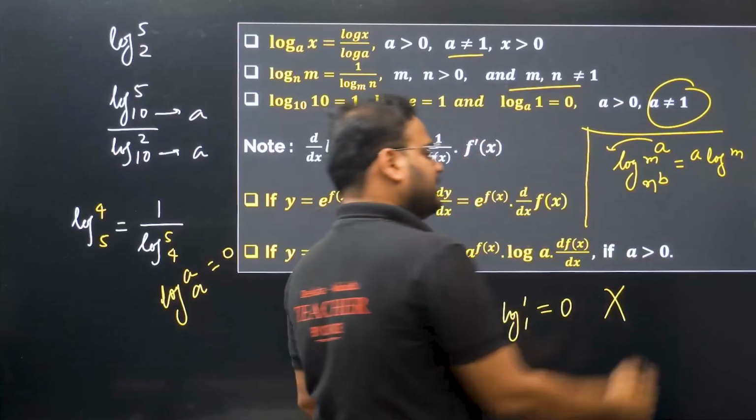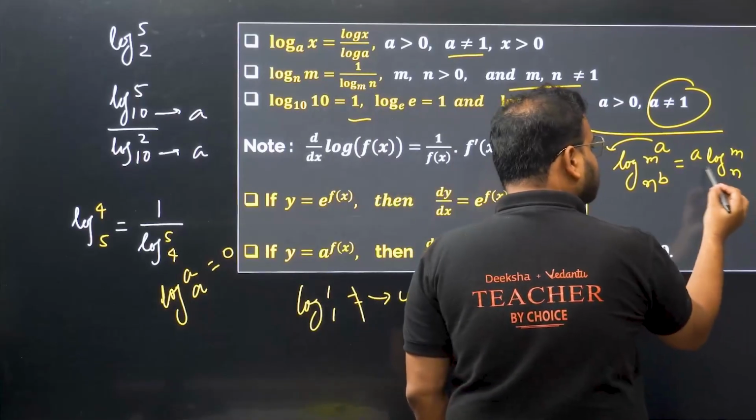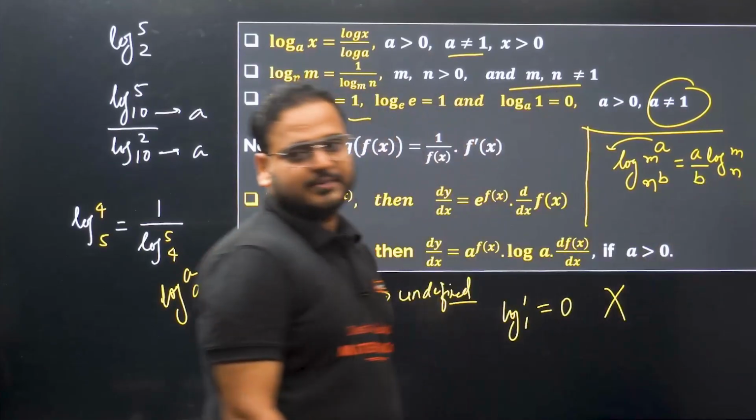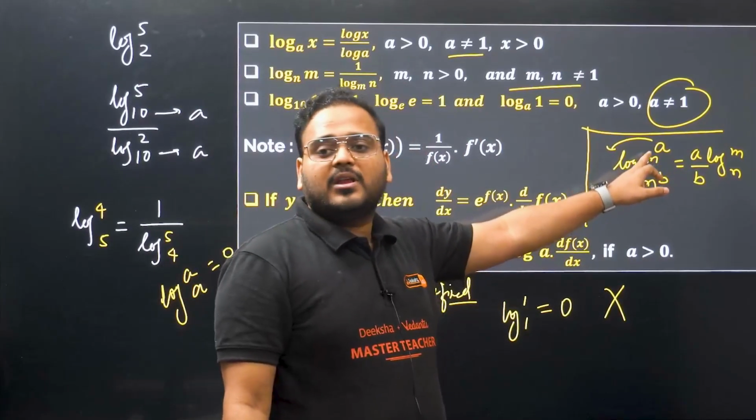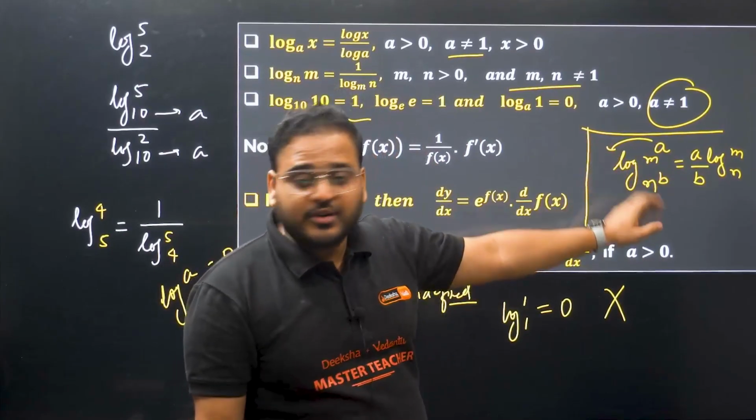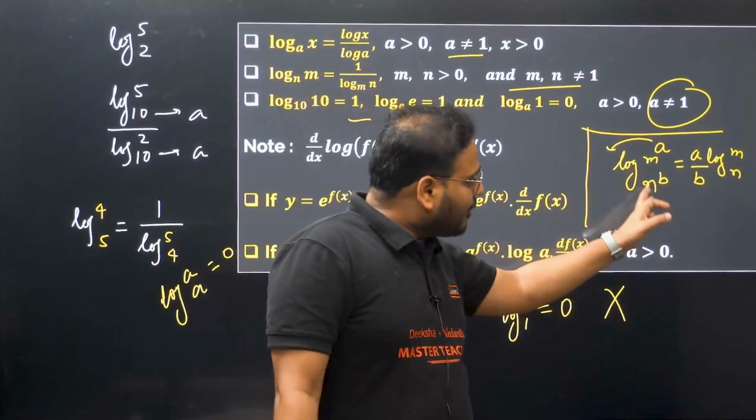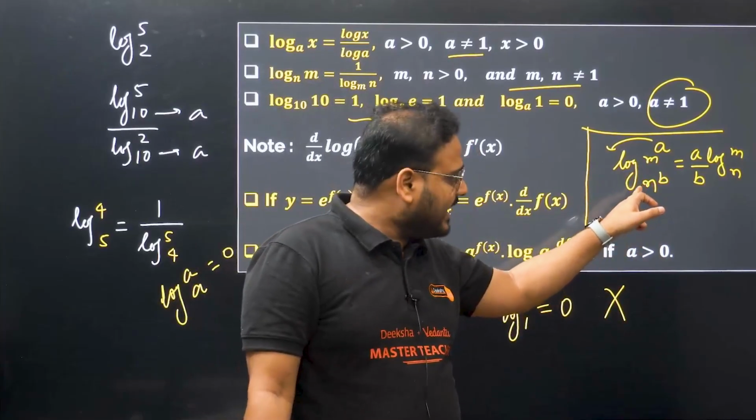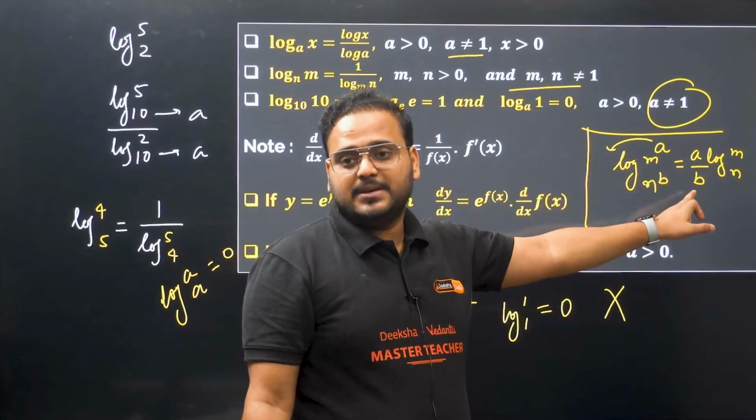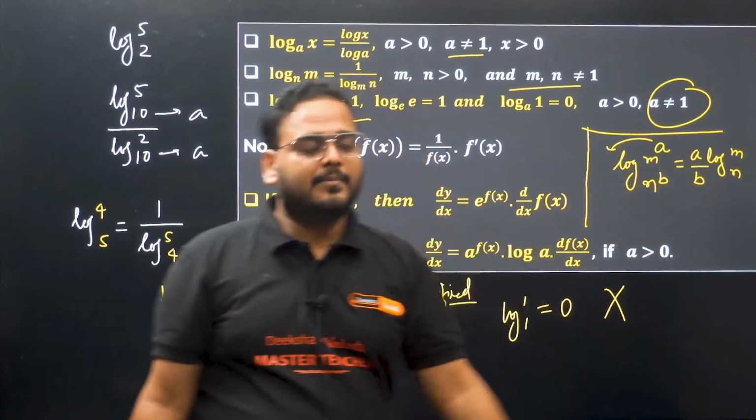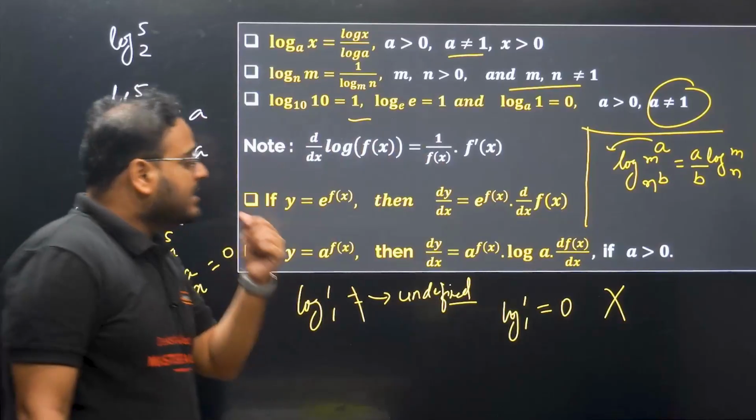What about the base? The base will remain as n, and this b will come in the denominator of the coefficient. So the index of m will come as the numerator of the coefficient, whereas the power of the base n will come as the denominator of the coefficient. That's why it is b. a by b log m to the base n. It's a very important formula.